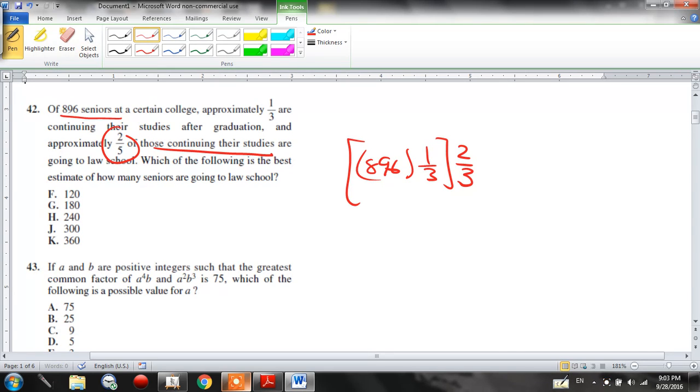896 times 1/3 times 2/3, and if you work this out, I think this ends up being 120. You guys, 119.6 or something like that, and that's 120. So that's the number of students going to law school. 1/3 of them continuing. Of those, 2/3 are going to law school. Okay.